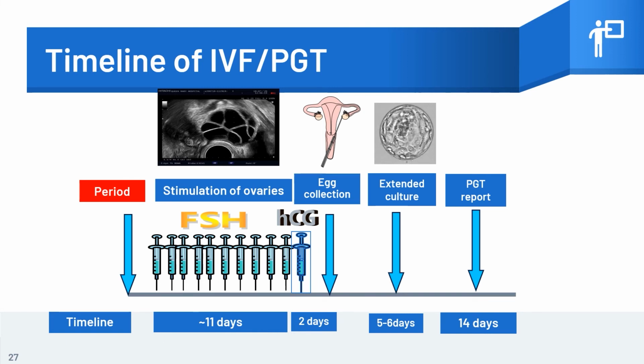Embryos will be cultured until day 5 to day 6, where a blastocyst will be formed. Trophectoderm biopsy will be taken for genetic analysis. Then embryo will be frozen at blastocyst stage. When the PGT report is available after 2 weeks, frozen embryo transfer will be arranged if there are normal embryos for transferal.